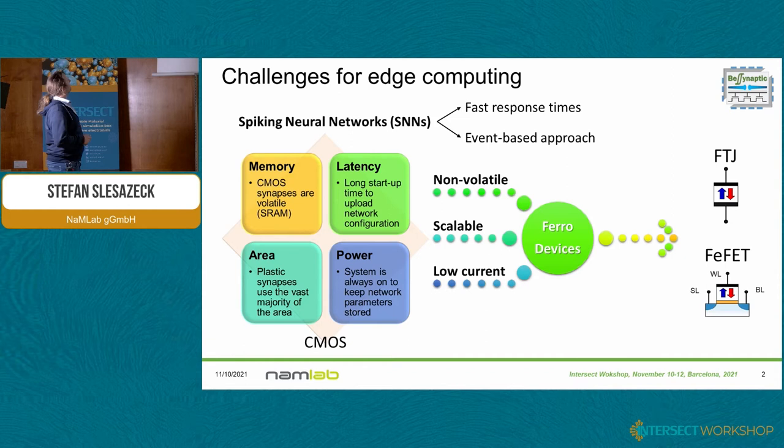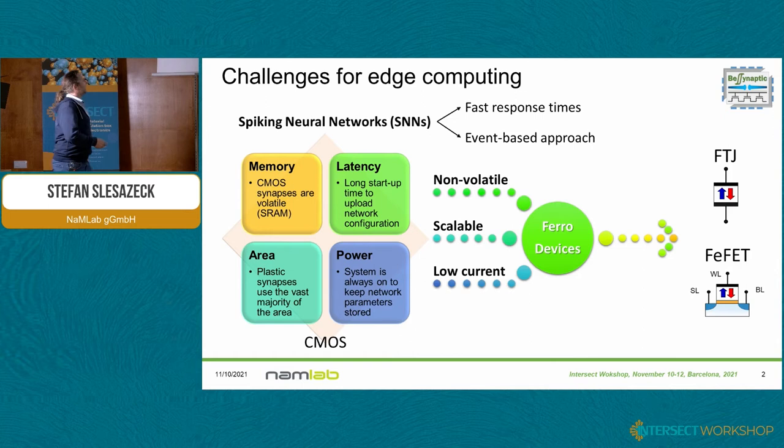And so the challenges in conventional CMOS implementations are that typically memory devices are used that are volatile or could also be non-volatile, but if they are volatile, then they feature quite long latency in starting up the whole system, so loading all the coefficients in such a neural network. They are area hungry if you want to implement analog synapses with CMOS. You need a lot of area and it's also not very power efficient, especially if it's still based on separation between memory and computing engine.